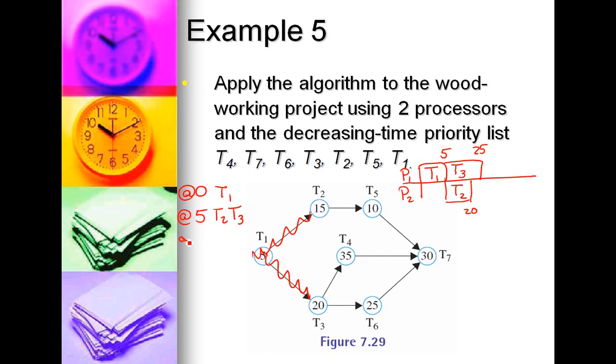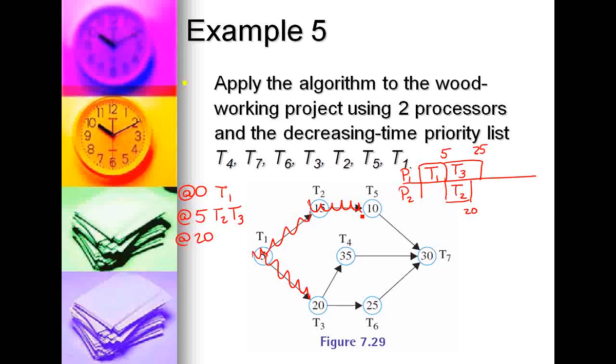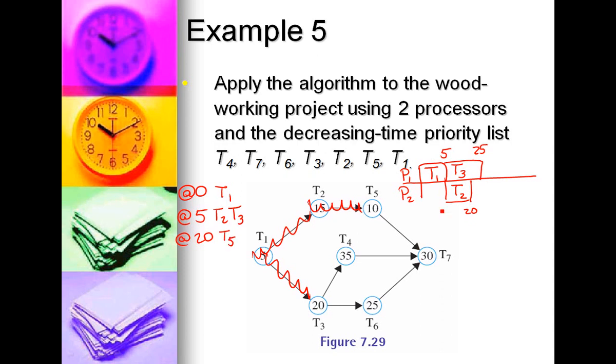So now we have a 20-minute time slot. 20-minute time slot, 1 and 2 are complete. That gives us ready tasks of T5 and T3. T3 is already scheduled, so we're going to schedule T5. T5 has a length of 10, so that goes from 20 to 30.